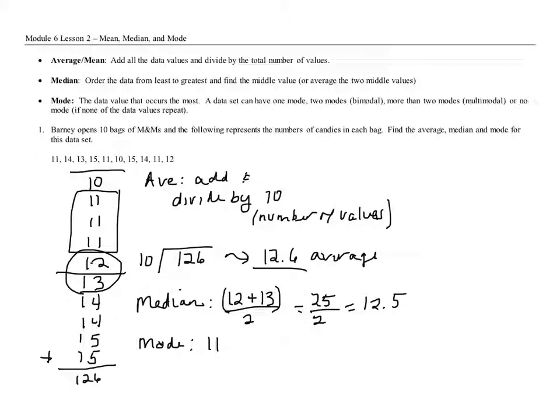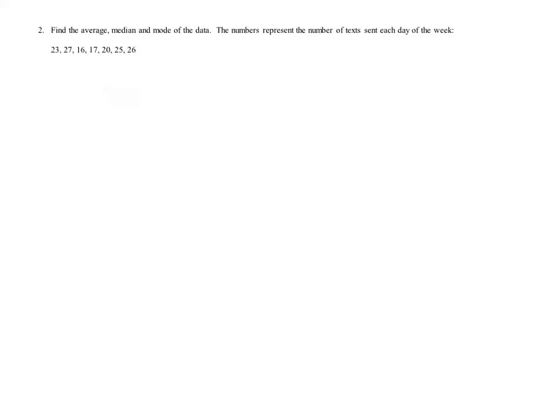Next slide. All right, we're going to do the same thing as we did in the first example. First, I'm going to order it from smallest to largest: 16, 17, 20, 23, 25, 26, 27. That's 1, 2, 3, 4, 5, 6, 7 data values. Add these up, and I'm going to get 154.